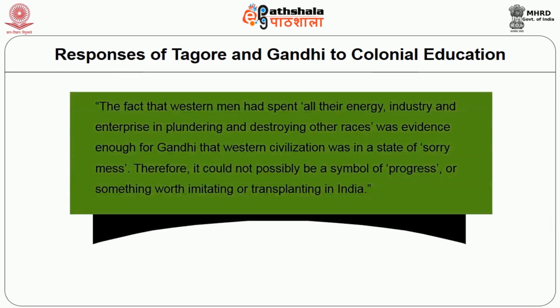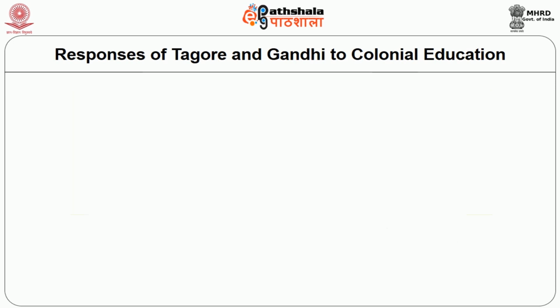Quoting Gandhi, Kumar writes, "The fact that Western men had spent all their energy, industry and enterprise in plundering and destroying other races was evidence enough for Gandhi that Western civilization was in a state of sorry mess. Therefore, it could not possibly be a symbol of progress or something worth imitating or transplanting in India."